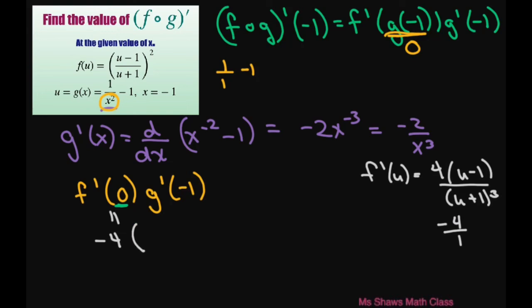Now g prime of negative 1, and g prime again was, let me write that down again, that was negative 2 divided by x cubed. So if you substitute in negative 1, you're going to get negative 2 divided by negative 1. So that's going to be positive 2. So our value is going to end up being equal to negative 8.